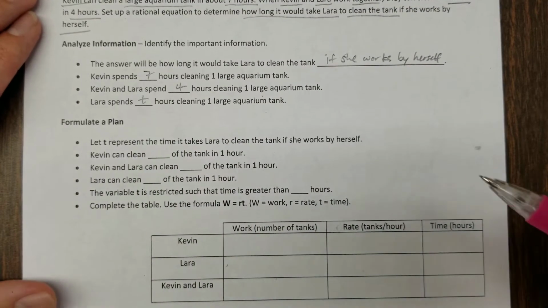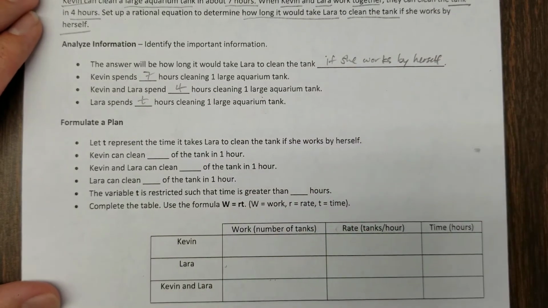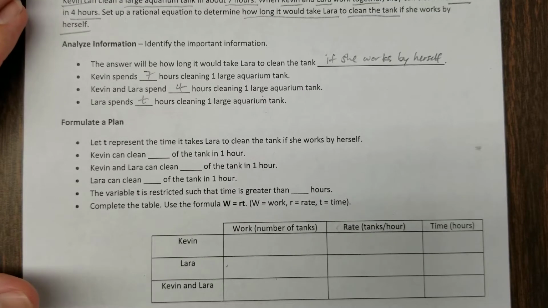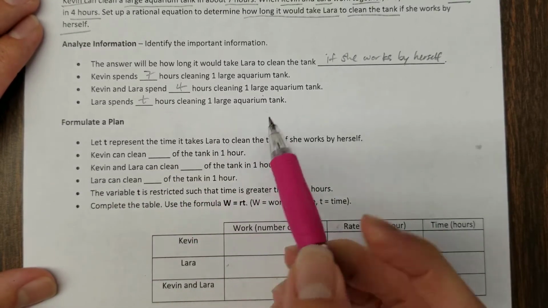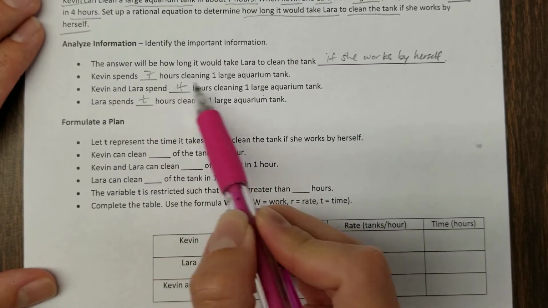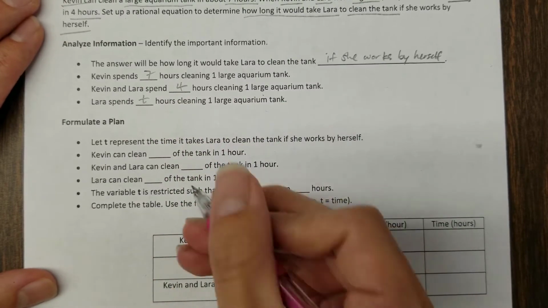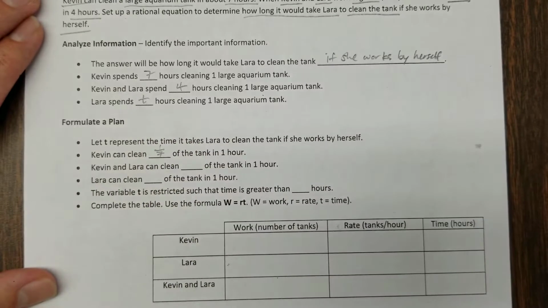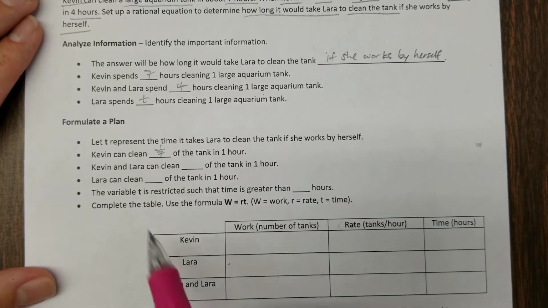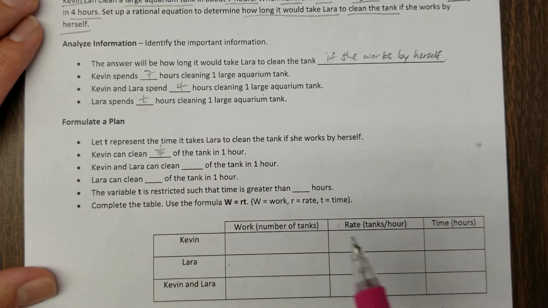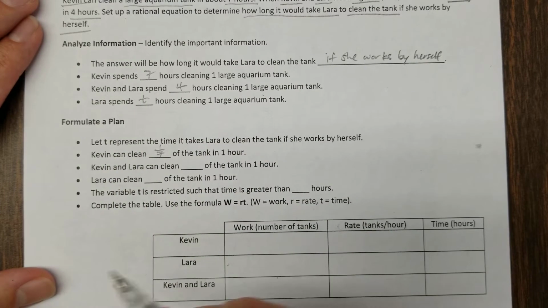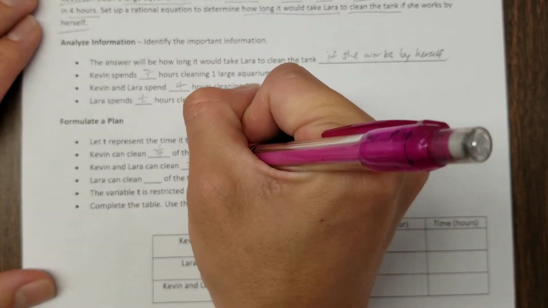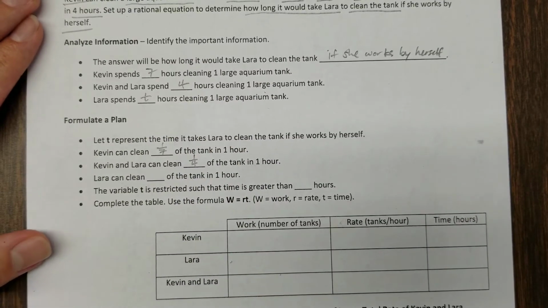Now what we want to do is convert everything to an hourly rate, and by doing that, we can set up an equation and solve. Kevin can clean a certain amount of the tank in 1 hour. If he spends 7 hours cleaning one tank, he can clean 1/7 of the tank in 1 hour. If Kevin and Lara work together, they can clean the tank in 4 hours, which implies they can clean 1/4 of the tank in 1 hour.